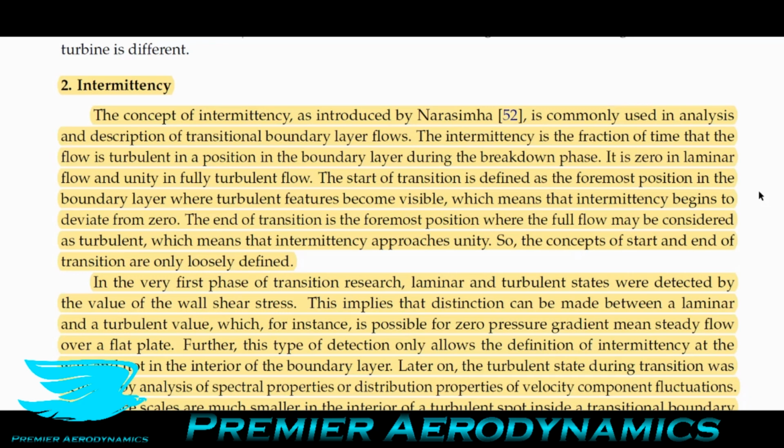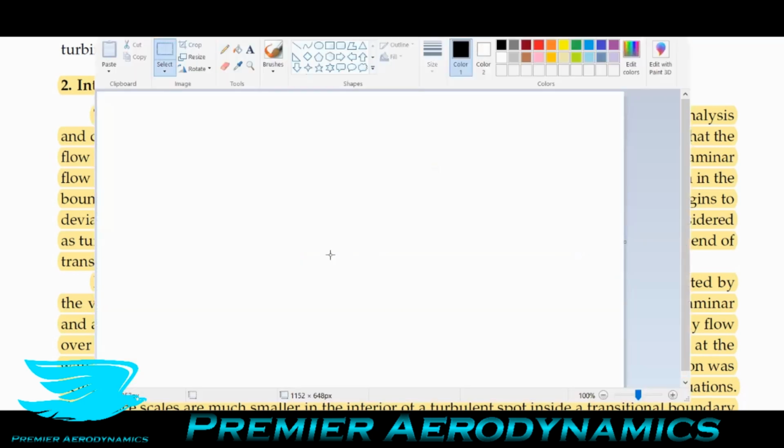The start of transition is defined as the foremost position in the boundary layer where turbulent features become visible, which means the intermittency begins to deviate from 0. The end of the transition is the foremost position where the full flow may be considered turbulent, which means the intermittency approaches 1. So the concepts of start and end of transition are only loosely defined. Let me cover a bit better what this intermittency means in a bit more detail.